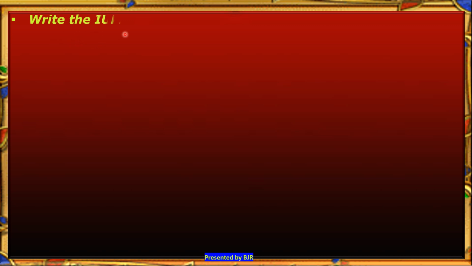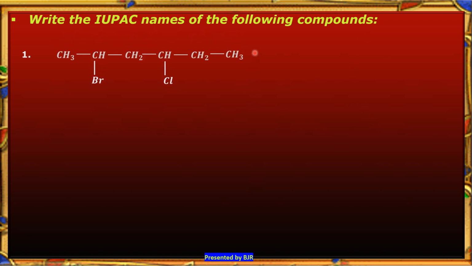Write the IUPAC names of the following compounds. Here is problem number 1. This is a haloalkane because it contains atoms of halogen elements, that is bromine and chlorine. Solution.